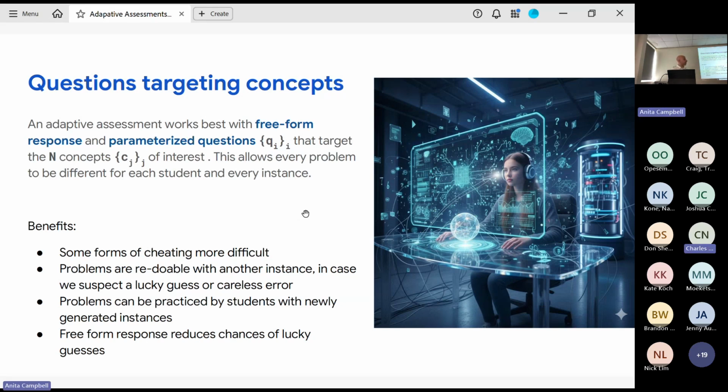Another advantage is if at some point in the process we think maybe the student made a lucky guess or a careless error, we can go back and ask the student another version of the same question and see if they can do it. And if we want to give the student an opportunity to practice certain problems, we can generate more and more instances of them so they can practice. Then when they come back and take the assessment again, it won't be exactly the same as before.